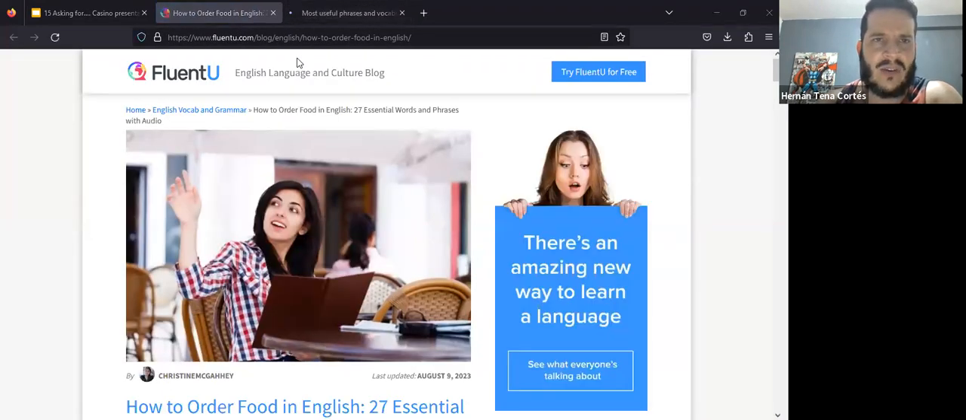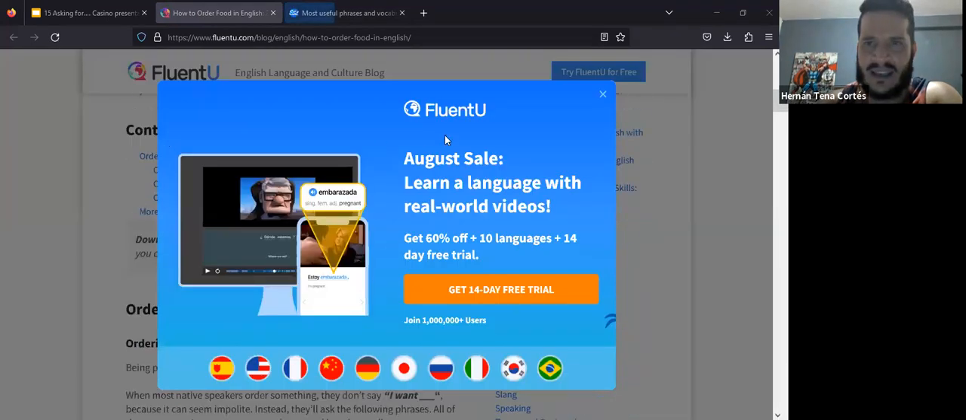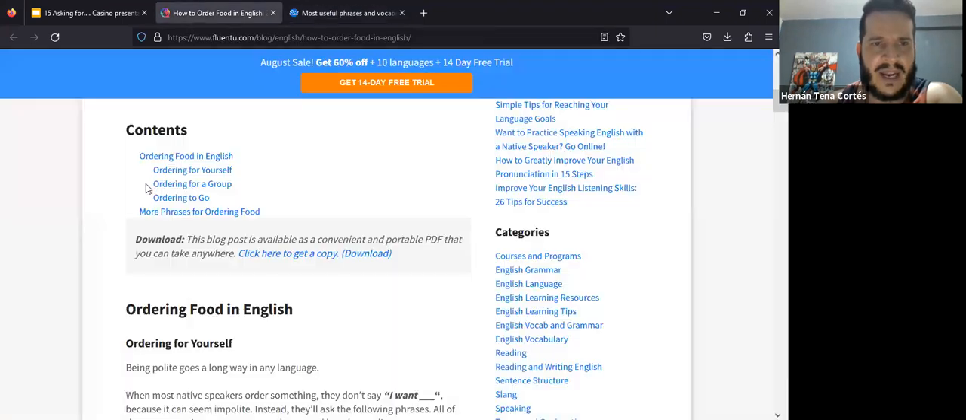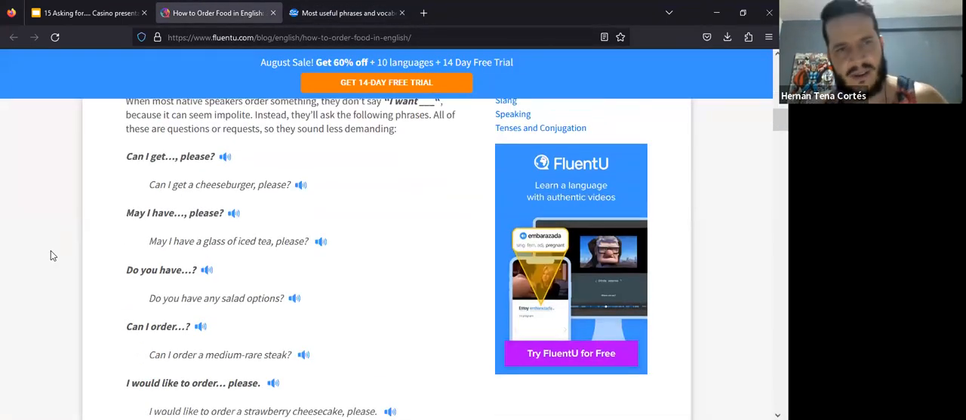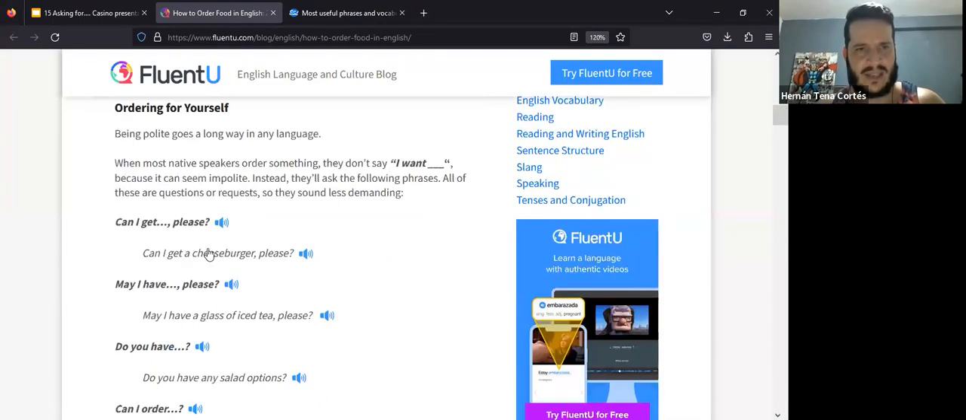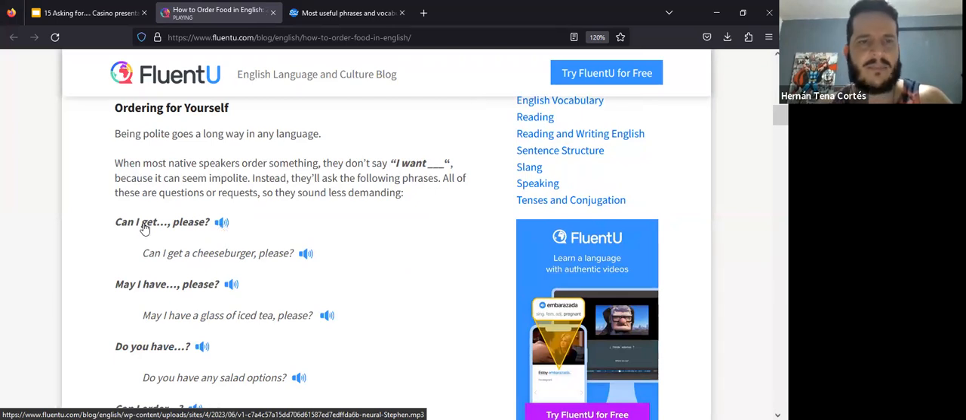Entonces, aquí les tengo 2 páginas que tienen unas frases que podemos utilizar para pedir comida. All right. This is the first one here. Cuando vamos a pedir algo, podemos utilizar estas frases. Can I get, please?